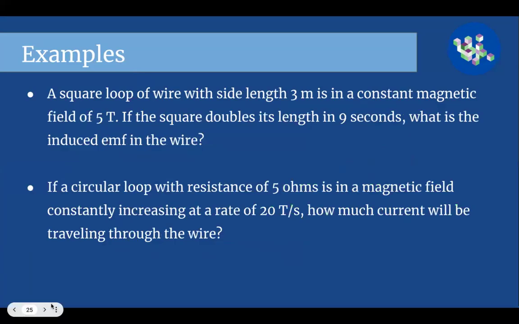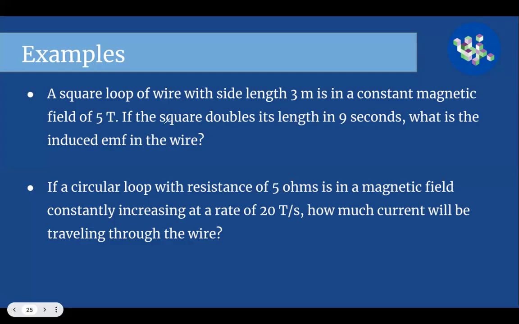All right, let's do a few quantitative examples, and then we can wrap it up for today. A square loop of wire with side length 3 meters is in a constant magnetic field of 5 Tesla. If the square doubles its length in 9 seconds, what is the induced EMF in the wire?